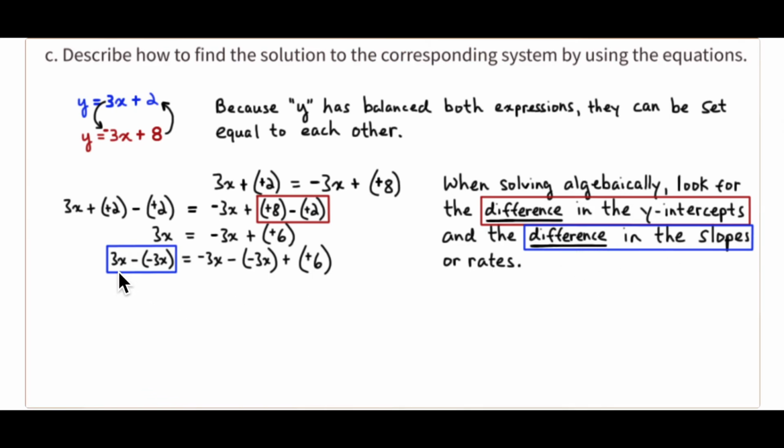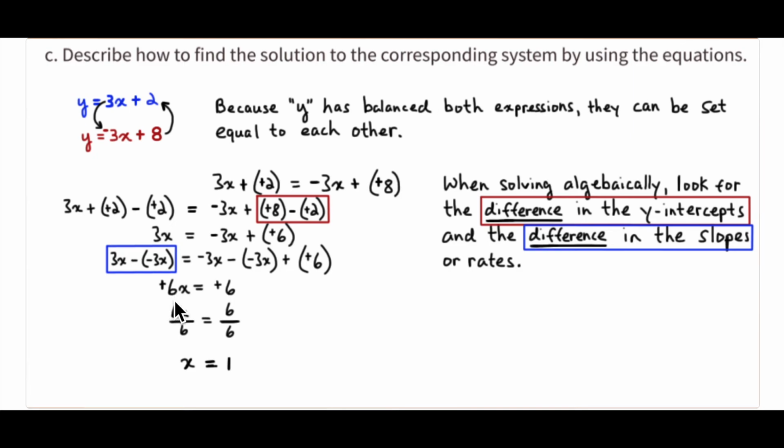And notice that this 3 and this negative 3 are separated on a number line by 6 units, and that's a positive 6 units in this case. So this is a positive 6x equals a positive 6, which is what's left on this side. Now this positive 6 is the difference in the y-intercepts. This positive 6 is the combined rate as those two graphs move towards each other.